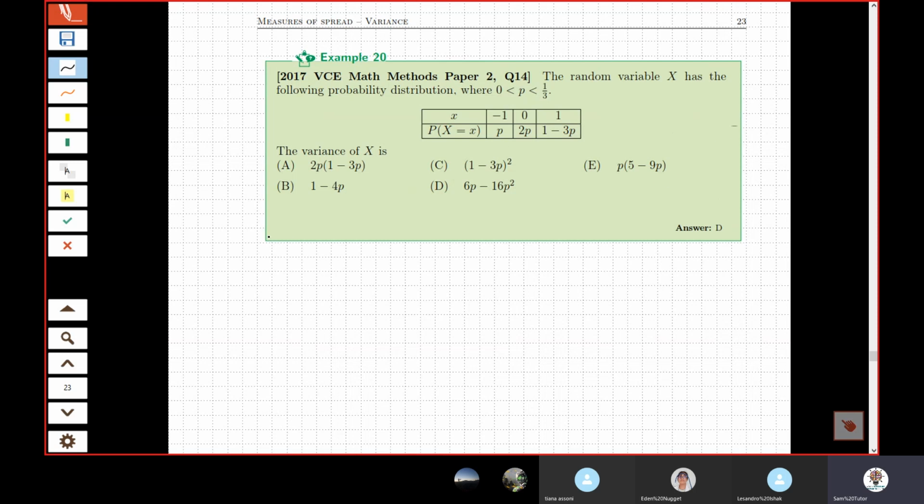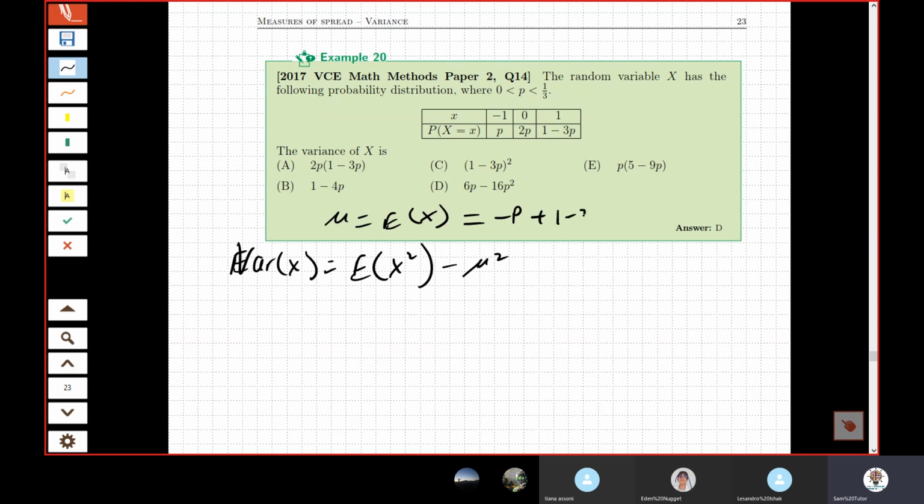So follow the formula. The formula was, variance of x equals expected value of x squared minus mu squared. You don't have mu, so first you have to find mu. Let's try this. So mu is negative 1 times p, so negative p, plus 0 times this is gone, plus 1 times 1 minus 3p. That gets me 1 minus 4p.